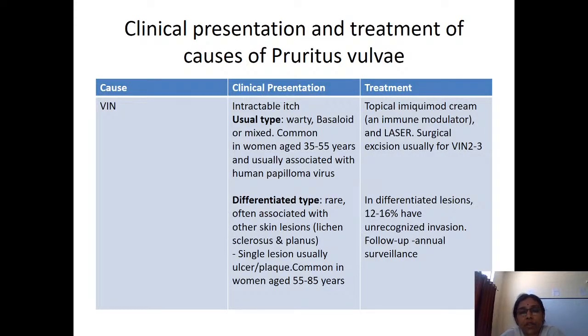And then the clinical presentation and treatment of the causes of pruritus vulvae. So we are talking of vulval intraepithelial neoplasia. The clinical presentation of these women will usually be an intractable itch. And this VIN can be of two types, that is the usual type and the differentiated type. The usual type is usually because of the viral infection, that is HPV, human papilloma virus. These lesions tend to be warty or basaloid, or sometimes a mixed lesion is seen. This pre-neoplastic condition is usually seen in women aged between 35 to 55 years.